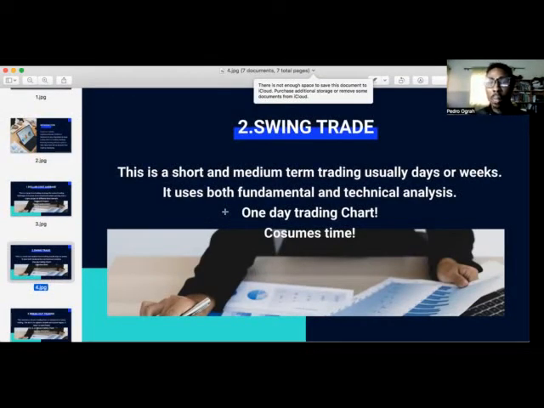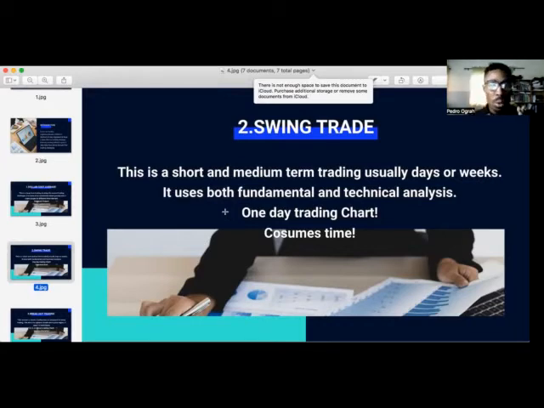Now, as the word implies, swing trading is short and medium term trading, usually lasting between days or weeks. In swing trading, you use what you know as fundamental and technical analysis. When we talk about technical analysis, we're talking about charts and indicators. In swing trading, you don't look at long-term trading like dollar cost average. You are looking within, let's say, days or weeks.